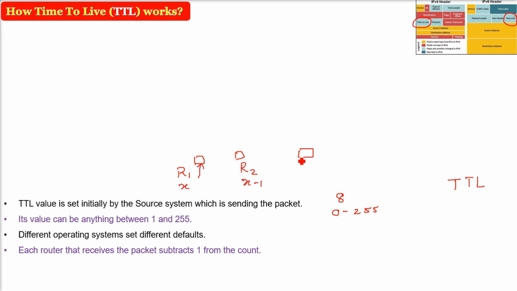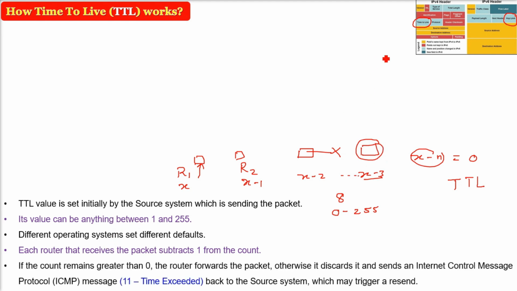The third router will decrement another one, that is X minus 2, till it reaches the proper router of the destination, or it becomes 0. When the value becomes 0, it is ultimately discarded by the router. That packet will not remain in the network. That is how congestion is controlled. That is how time to live works: the packet stays only as long as we want, otherwise it has to be discarded.